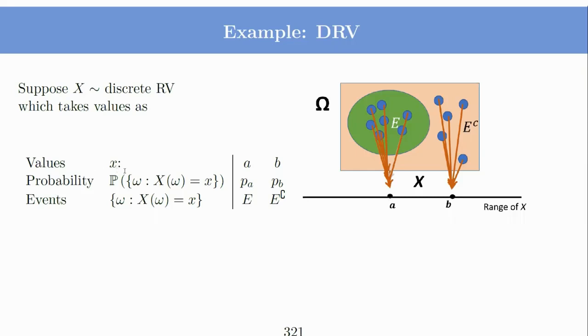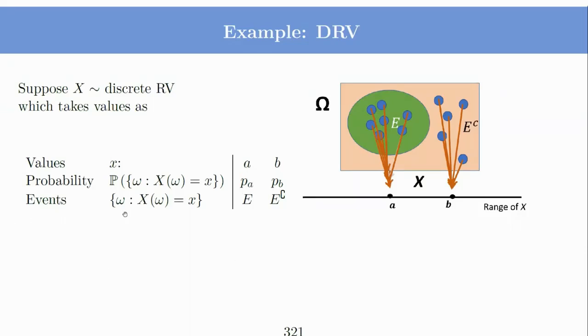So the values X takes are A and B. The probability that X is equal to A is equal to the probability of all omega which map to this A, which let us denote as PA, and the probability that it maps to B is PB. They together make the PMF of X. So we assume that the PMF of X is known, which means we know the probability that X takes values A and B.